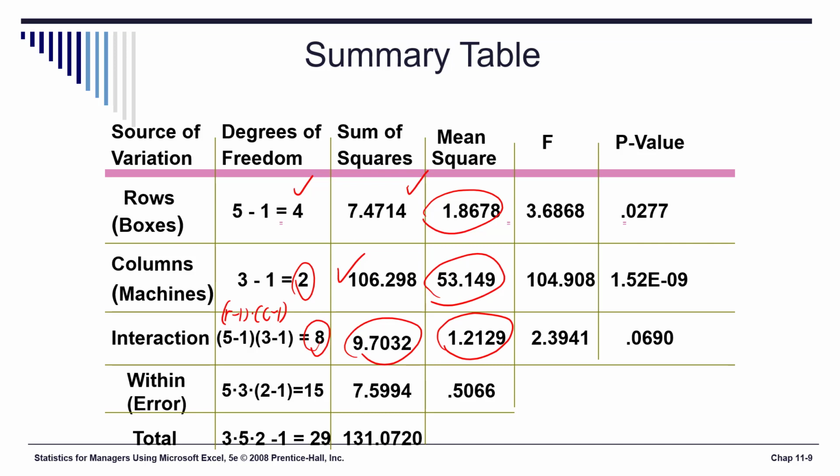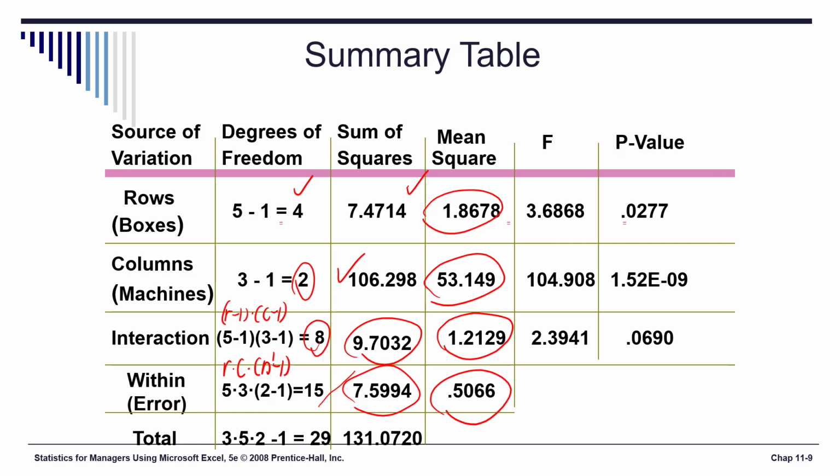All right. And the last thing is to find out the mean of square error. So we do the degree of freedom, R times C times n prime minus 1. As I mentioned earlier, R is 5, C is 3, n prime minus 1, that's 1. So degree of freedom is 15. And sum of the square within, sum of the square error, is 7.5994. And you do sum of the square of error dividing by degree of freedom, right? We end up with 0.5066.